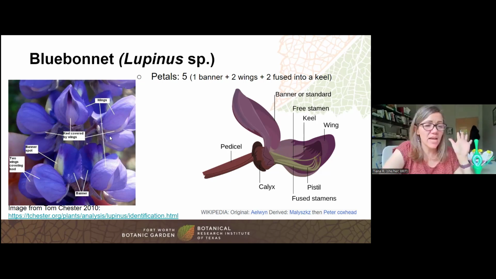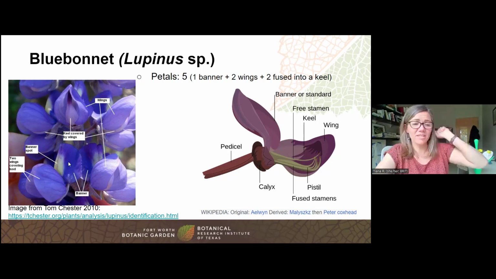So remember I said it has 5 petals, but there's some fusion going on. The thing that's easiest to see is the banner. And you can identify the banner because it's on top of the flower. It's upward facing.